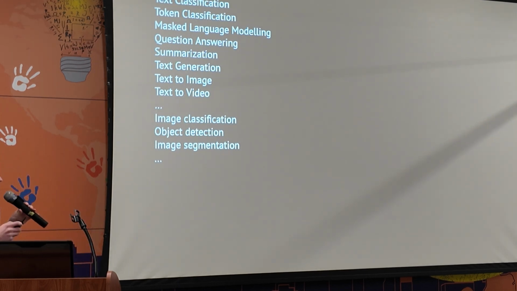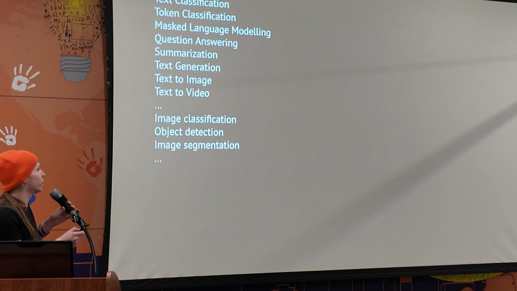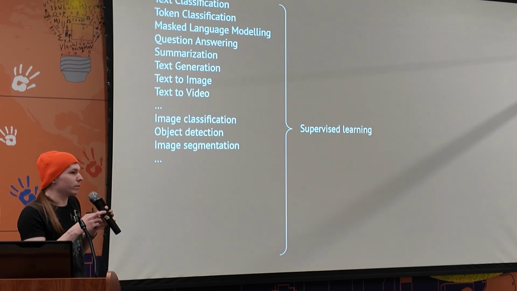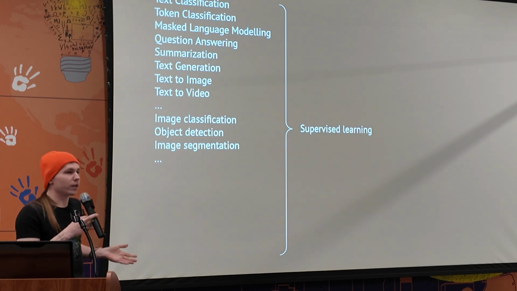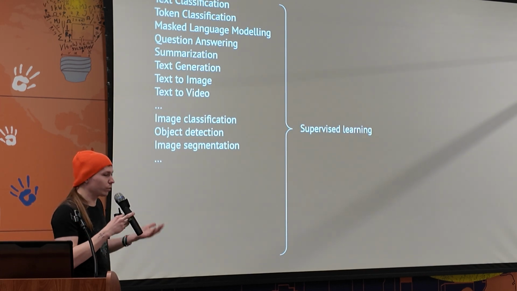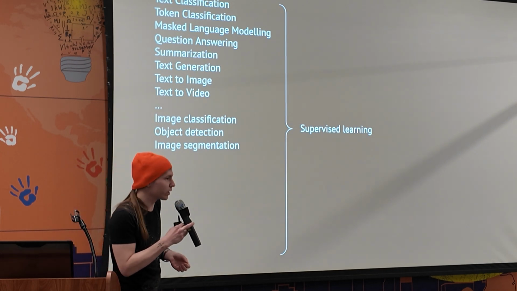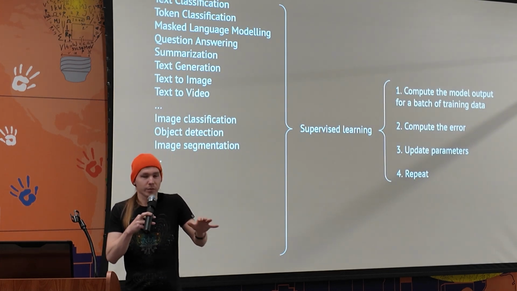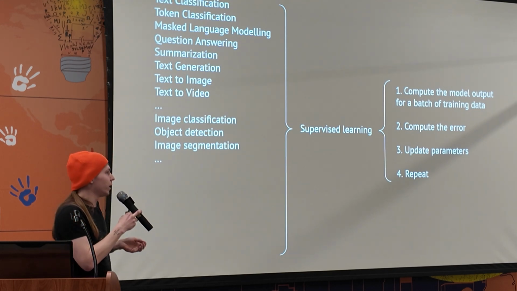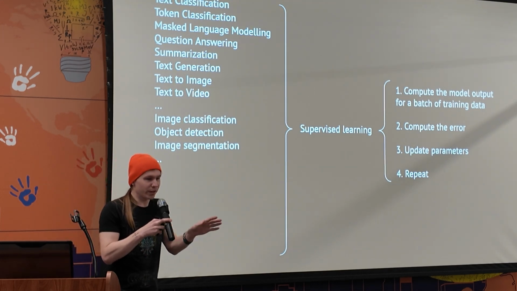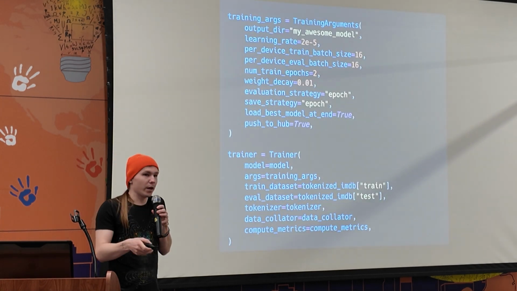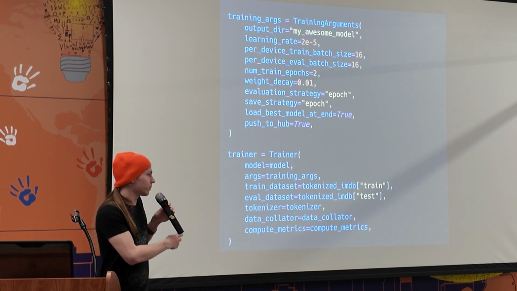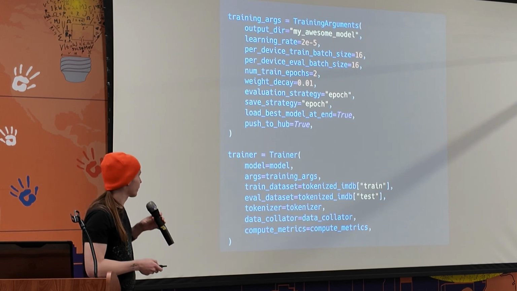First, we need to mention that all the tasks we are solving are in a supervised learning framework. Well, obviously there is reinforcement learning and so on, but the vast majority of tasks in NLP or computer vision, which we solve using the Hugging Face ecosystem, are supervised learning. So we compute the model output for some batch, for some part of training data, we compute the error, update the model parameters, and repeat. Pretty easy. And we do it with a Hugging Face Trainer. Of course, you can do it by hand and write a training loop by yourself, but there is a special class for doing the same thing.